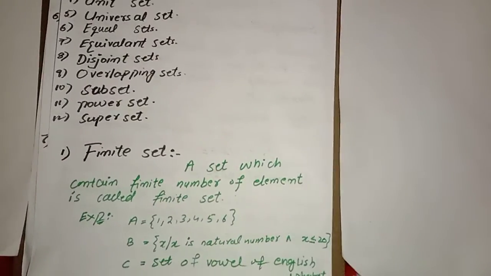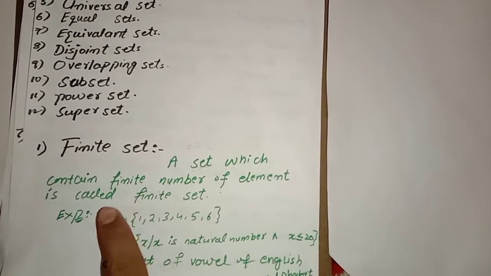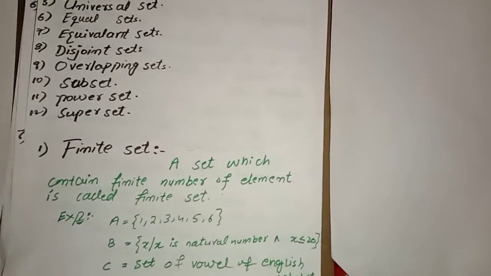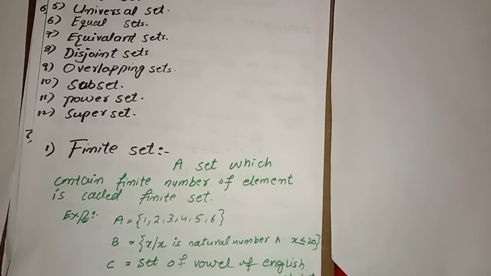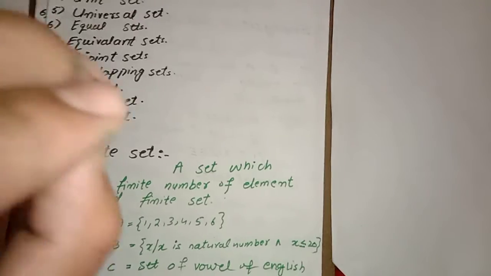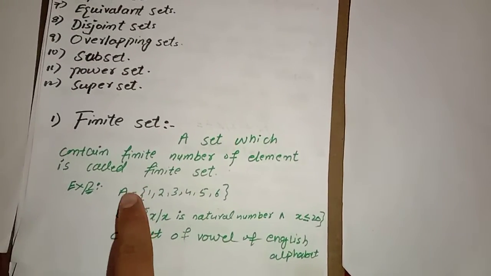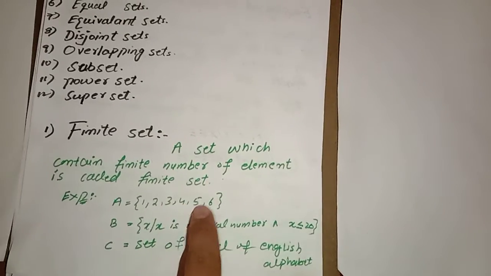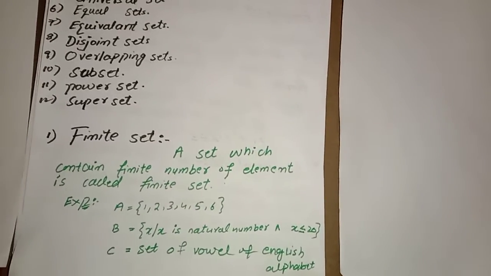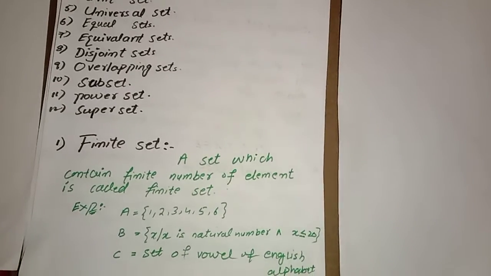Number one is a finite set. A set which contains a finite number of elements is called a finite set. It means that a set is said to be finite if we are able to count the number of elements in that set. Example: A = {1, 2, 3, 4, 5, 6}. The number of elements in this set is 6, so this is a finite set.